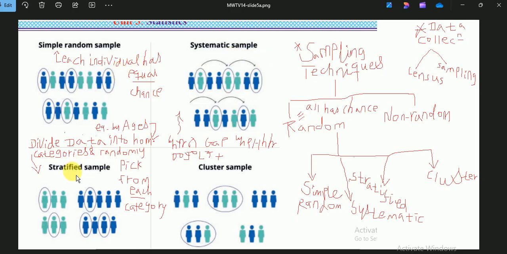In the case of stratified and cluster sampling, we divide the population into groups. In the case of stratified sampling, we divide the entire population into subgroups which are called strata. In the case of cluster random sampling, we divide the entire population into groups which are called clusters.